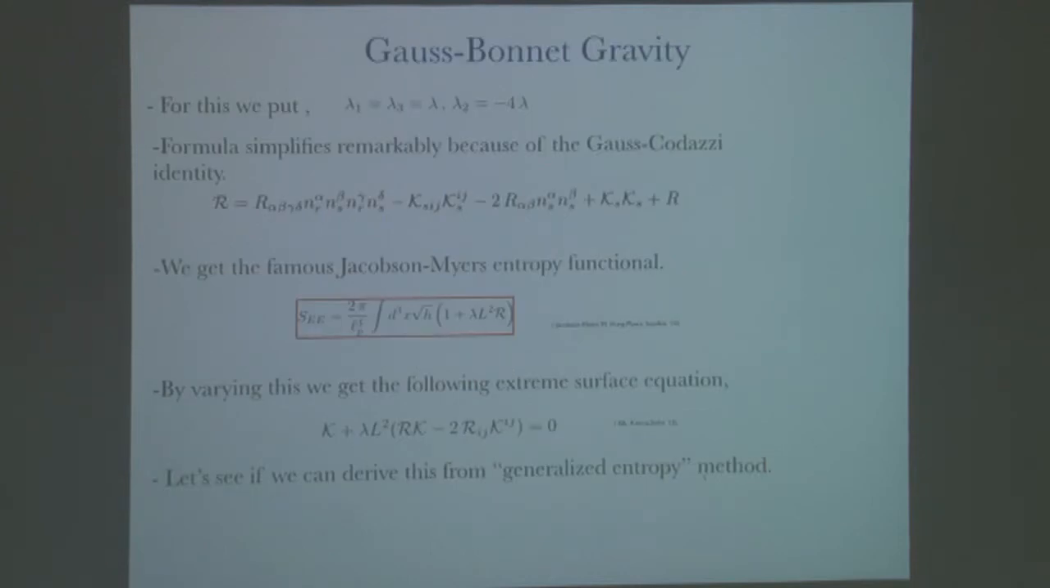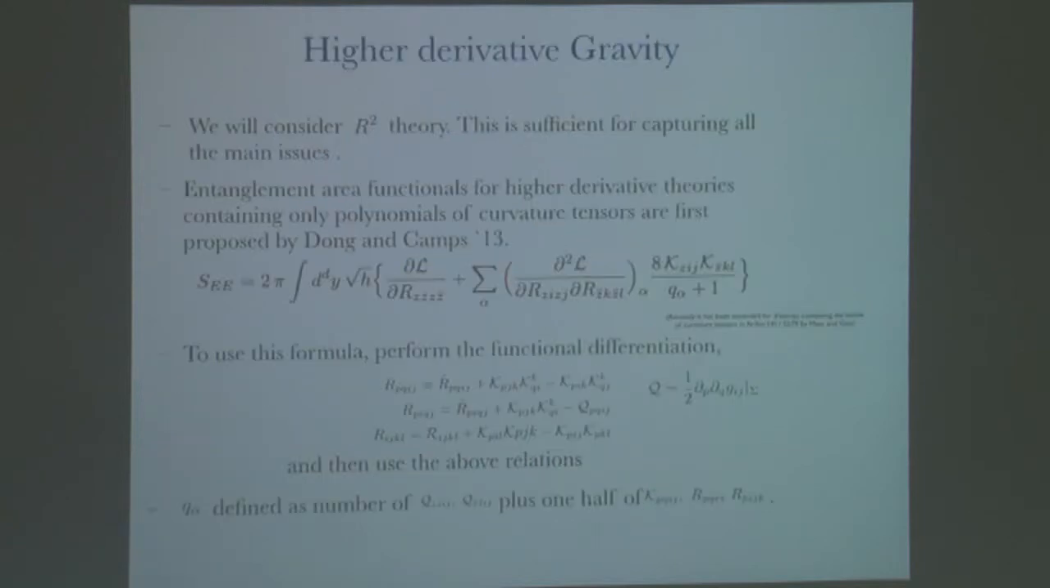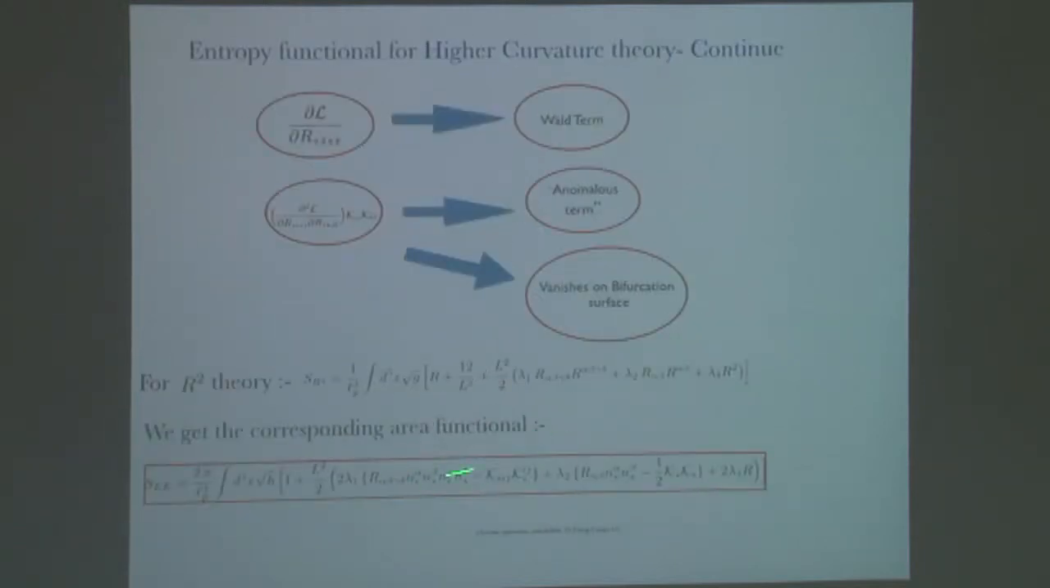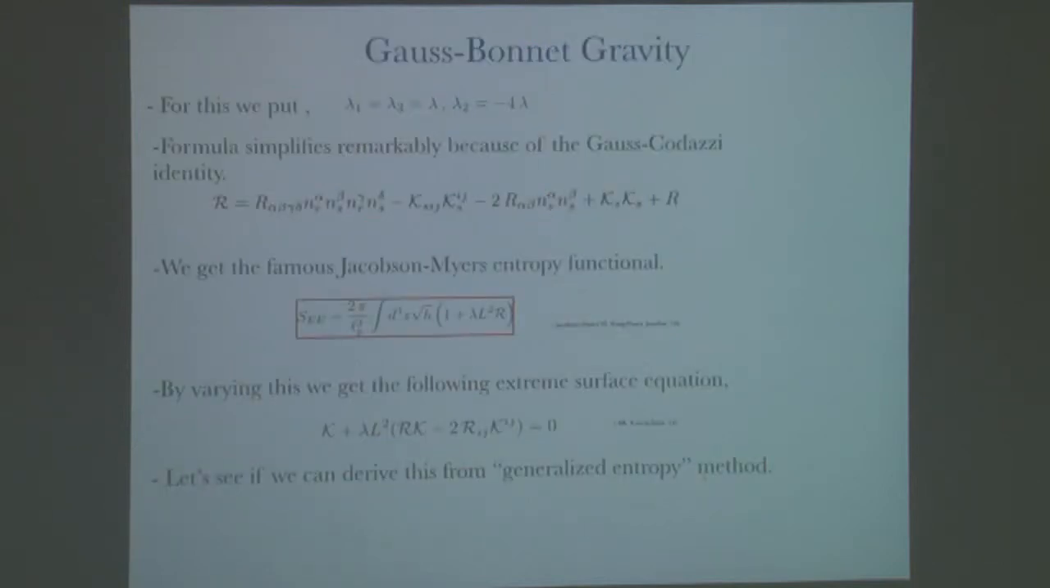Before going to the most general R square case, we specialize to Gauss-Bonnet gravity. We set this coupling to this value, and then we see that some remarkable simplification occurs, because we have this very nice identity, the Gauss-Codazzi identity, and all these terms in this area functional combine with each other to give you the intrinsic scalar curvature defined on the surface. So, this reduces to the famous Jacobson-Myers functional, and we can extremize this functional, obviously adding the Einstein piece to it.